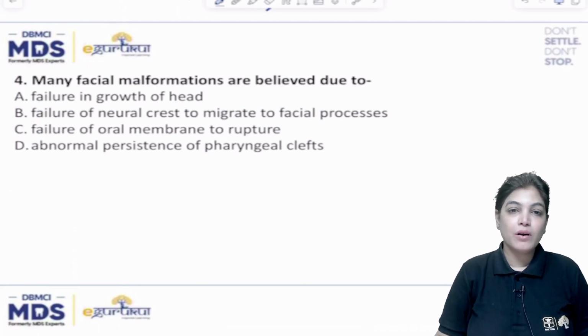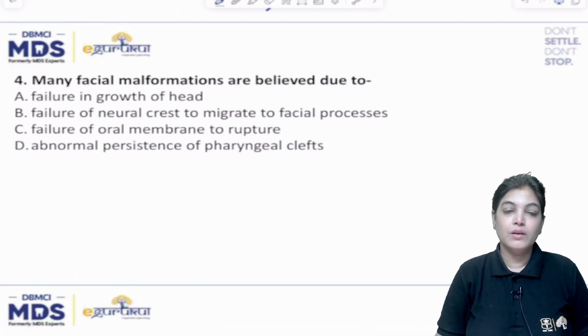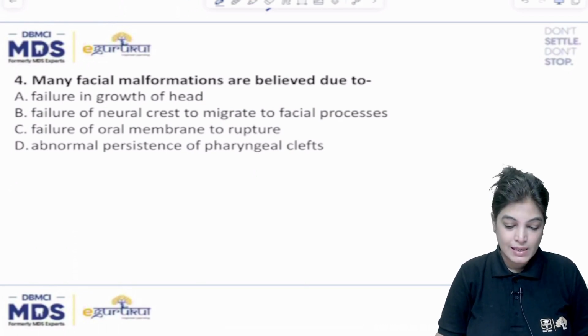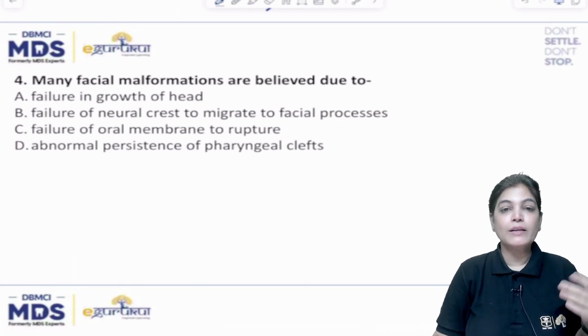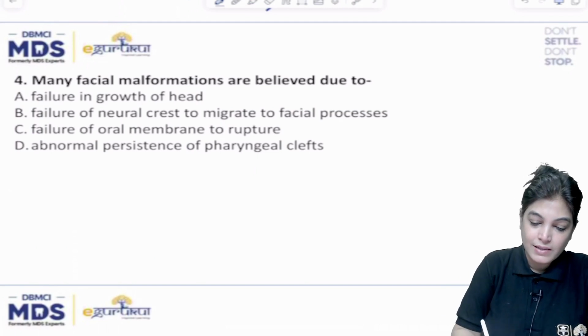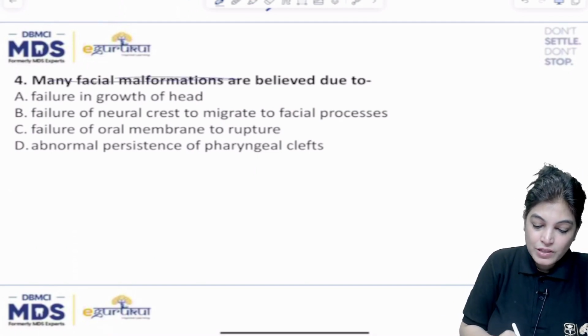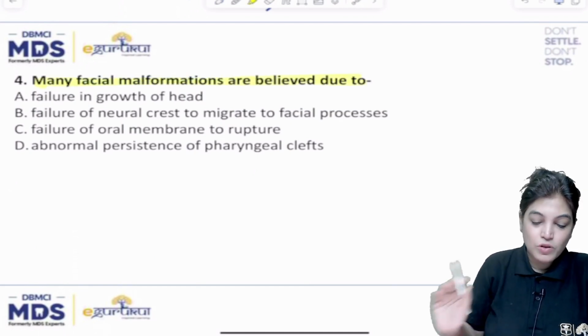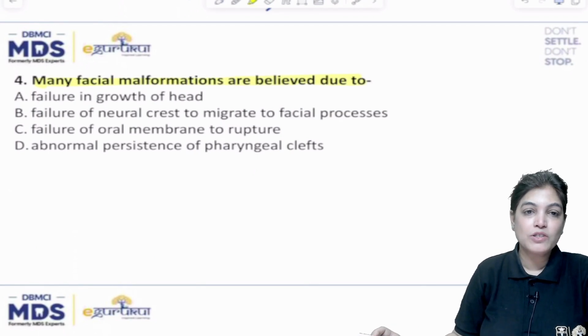Many facial malformations are believed due to option A, failure in the growth of head; failure of neural crest to migrate to facial processes; failure of oral membrane to rupture; abnormal persistence of pharyngeal cleft. So, four options are there and we have to mark the right answer. Here the keyword is facial malformation. What is the most important reason of all the facial malformation which we are seeing?